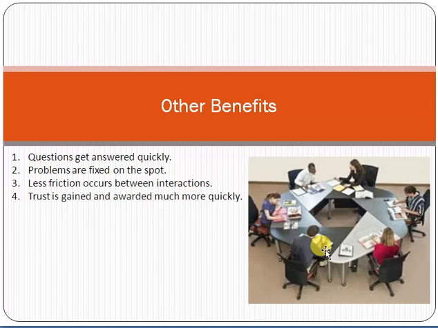Less friction occurs between interactions. Because normally, due to gaps in communication, many frictions or issues occur. So whenever we are sitting together, there are fewer chances of friction or issues. Trust is gained and established much more quickly. See friend, whenever we are sitting together, the level of trust and the level of respect is always high among the co-located team.